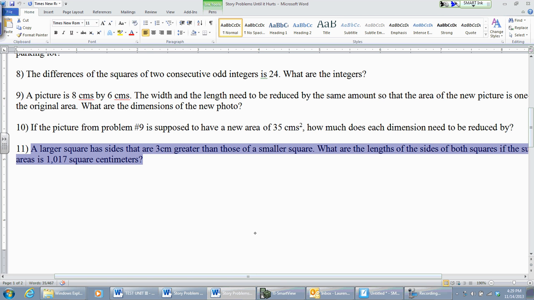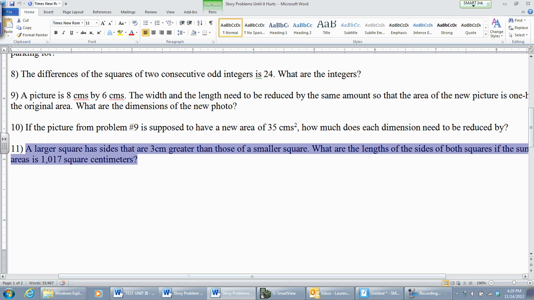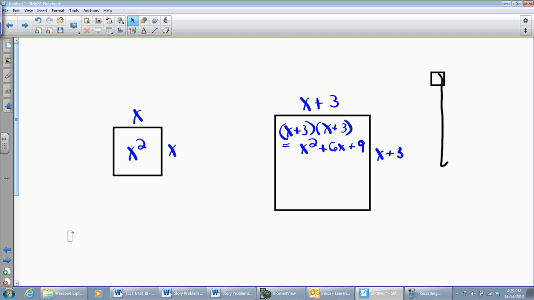All right, so let's see here. What are the lengths of the sides of both squares if the sum of the areas is 1017? Well, I need the sum of the areas, so I need to take x squared, the area of the smaller one, plus the area of the larger one, and that is going to need to equal 1017.